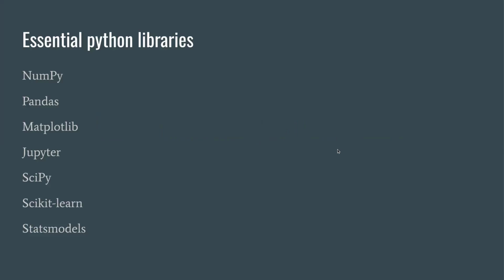So here are some essential Python libraries. What we mean by library is a collection of functions and methods that allow you to perform lots of actions without writing any code. The libraries usually contain built-in modules providing different functionalities which you can use directly. And you can see there's NumPy, Pandas, Matplotlib, Jupyter, SciPy, scikit-learn, and StatsModels.